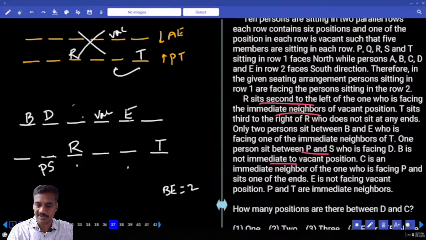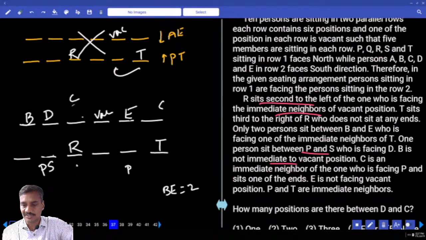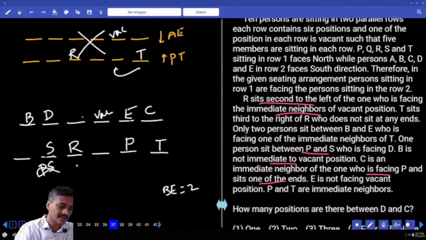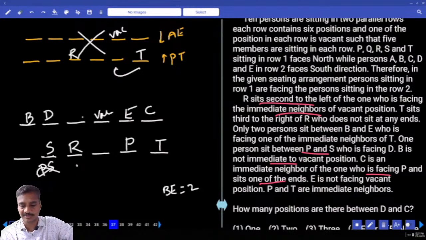C is an immediate neighbor of the one who is facing P. Now C is an immediate neighbor of the one who is facing P. C can be either here or C can be here, then P will be here. There are 2 possibilities for this. And C is an immediate neighbor of the one who is facing P and sits at one of the ends. Who is at one of the ends? C is at one of the ends. Now if C is at one of the ends, hence C is here, then P is here, then S should be here, because between P and S, one must be opposite to D.